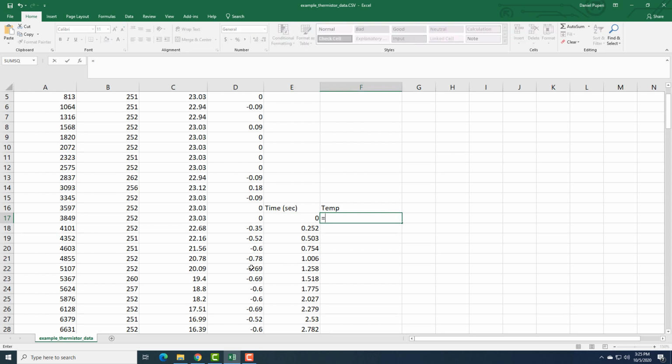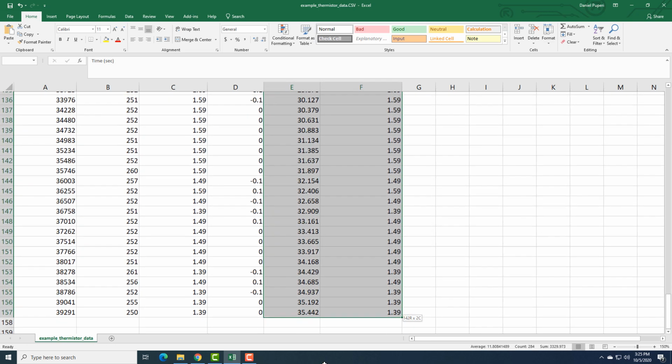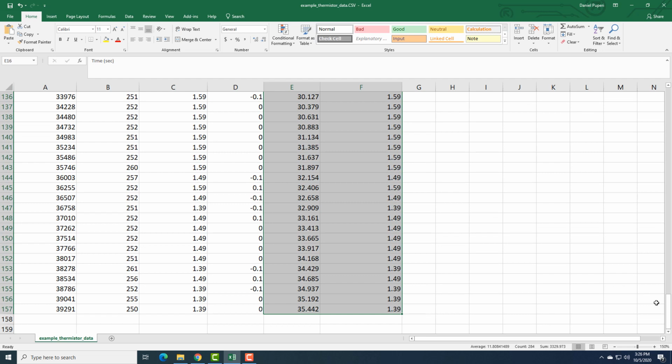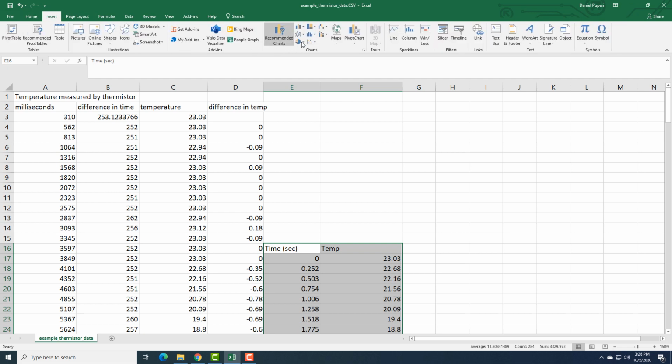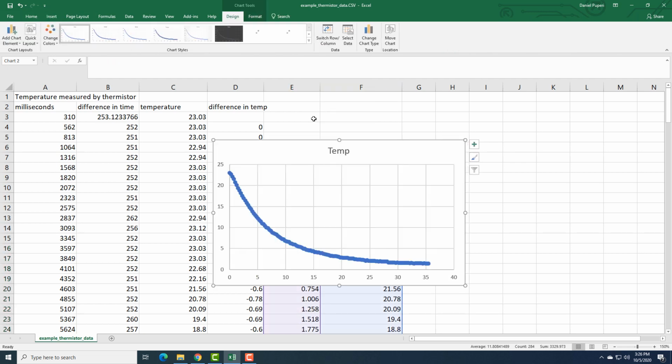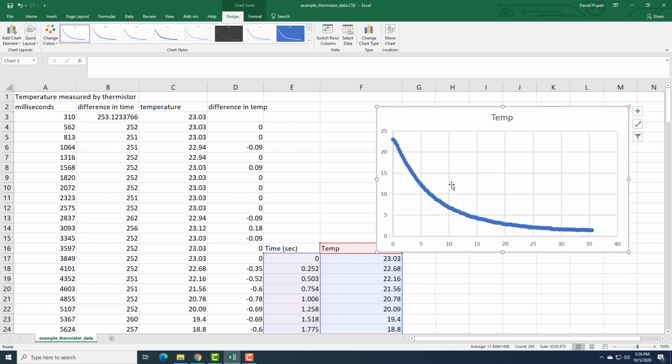The temperature is less tricky. We just want it to be the temperature. The only reason I copy over the temperature is so I can grab these two columns and make a nice graph, right? So that's what I'll do. I'll grab these two columns and insert a chart. Okay, and so we have our place where it's just decreasing.